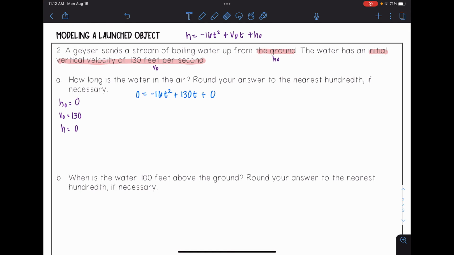However, if I add 0, I just get what I have, so I can erase that plus 0 at the end. And I'm going to solve this. So you could solve this using the quadratic formula. However, an easier way is to go ahead and factor using the GCF. And so if I factor this, I can go ahead and take out a negative 2t. And when I do that, I'm left with 8t minus 65.